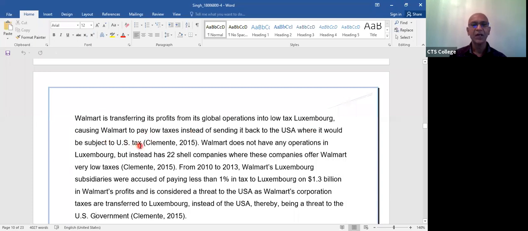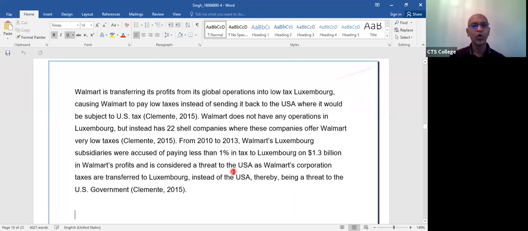a higher tax. Walmart does not have any operations in Luxembourg, but instead has 22 shell operations where these companies offer Walmart very low taxes. From 2010 to 2013, Walmart's Luxembourg subsidiaries were accused of paying less than 1% tax on $1.3 billion of profits. And this is a threat to the US government. So again, this is indeed a good point.